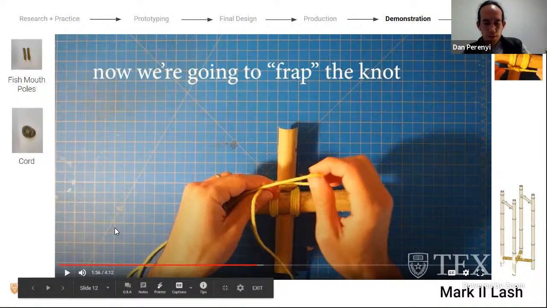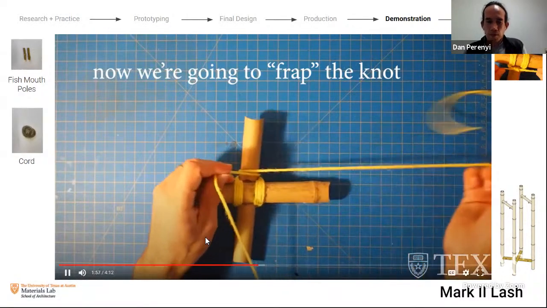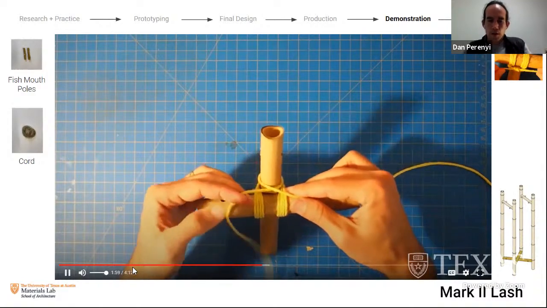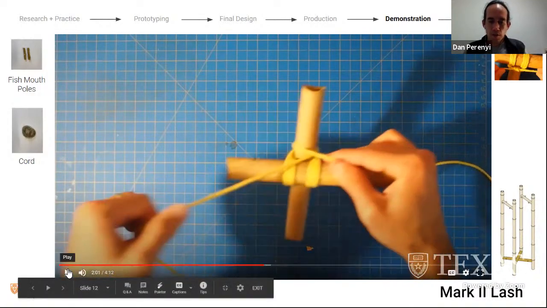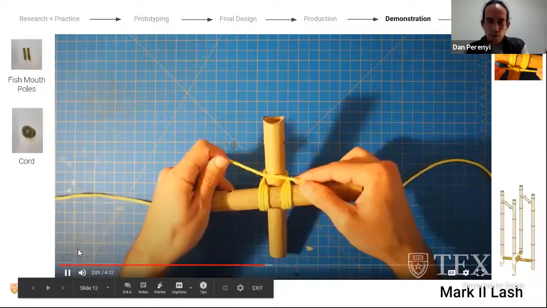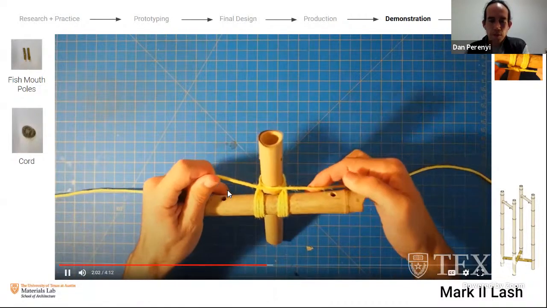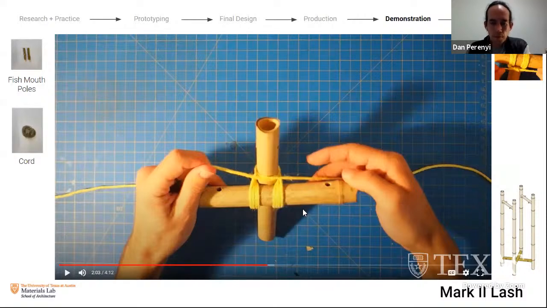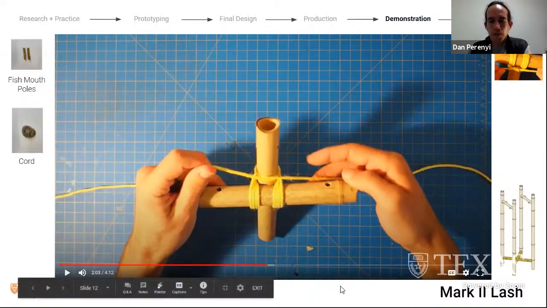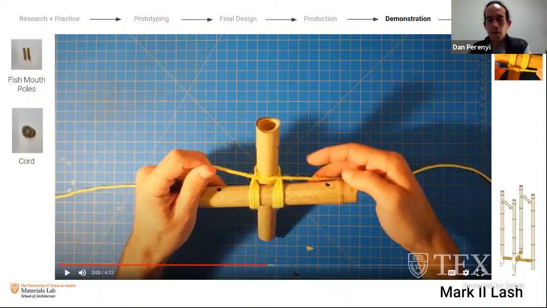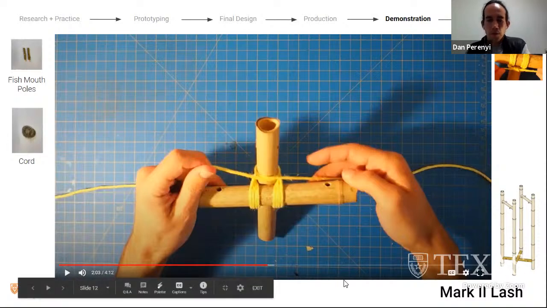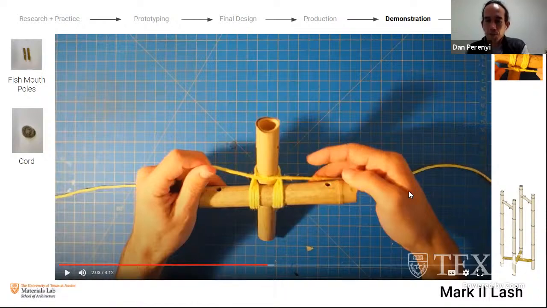Okay, so this is called frapping the knot, and I'm going to slow it down. So you're going to cross those two pieces like that over each other. And what you're going to do is you're going to pull the left side and the right side underneath the top piece. What we're doing here is we're basically going to cinch together all of those lashings that we just did. And so that's going to tighten everything up a lot. It's going to make it really sturdy.